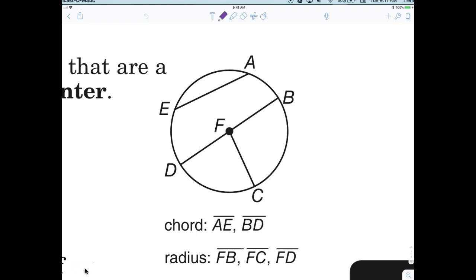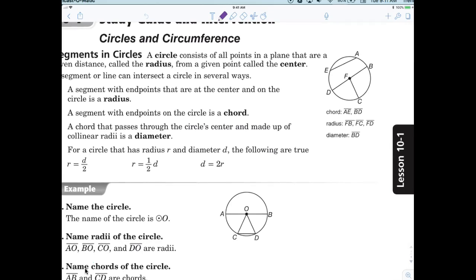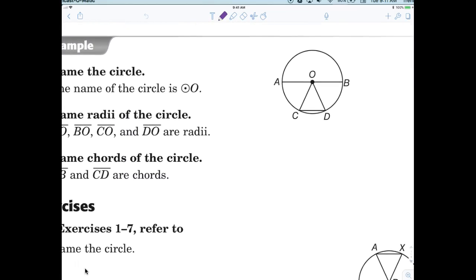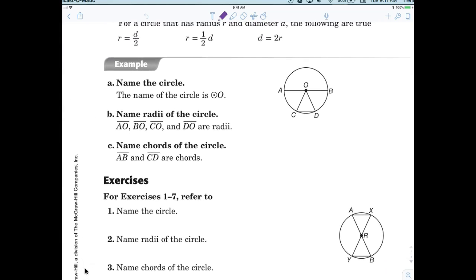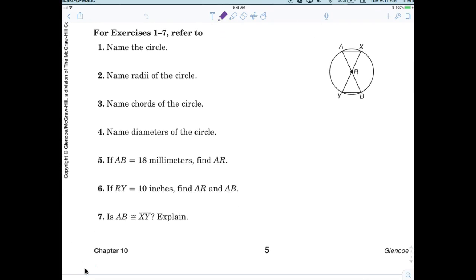So let's see if there's any other information that you need to know. We know radius, we know diameter, we know chord. Now, naming a circle. To name the circle, you just simply say, in this case, circle O. It is circle O. And again, I don't really have a problem with us naming the radii or naming the chords. Pretty simple.